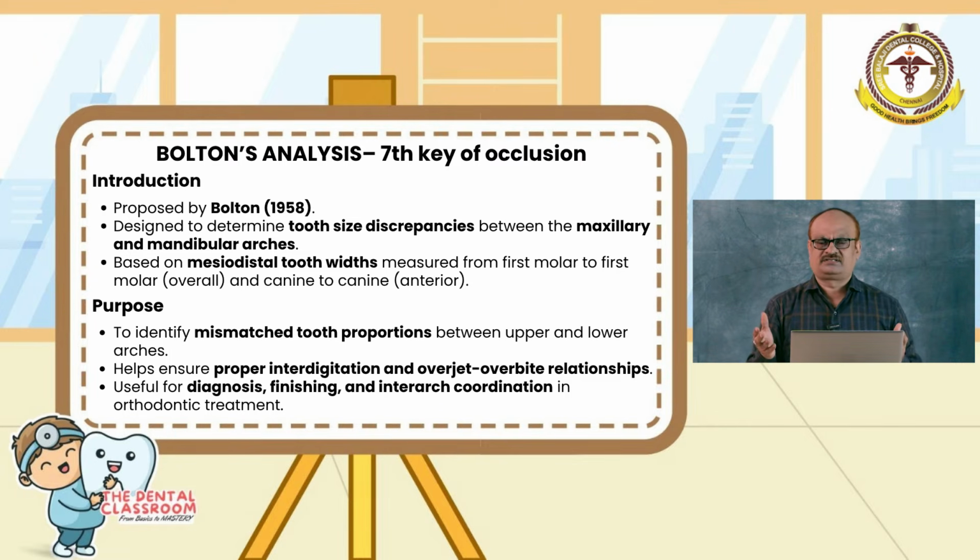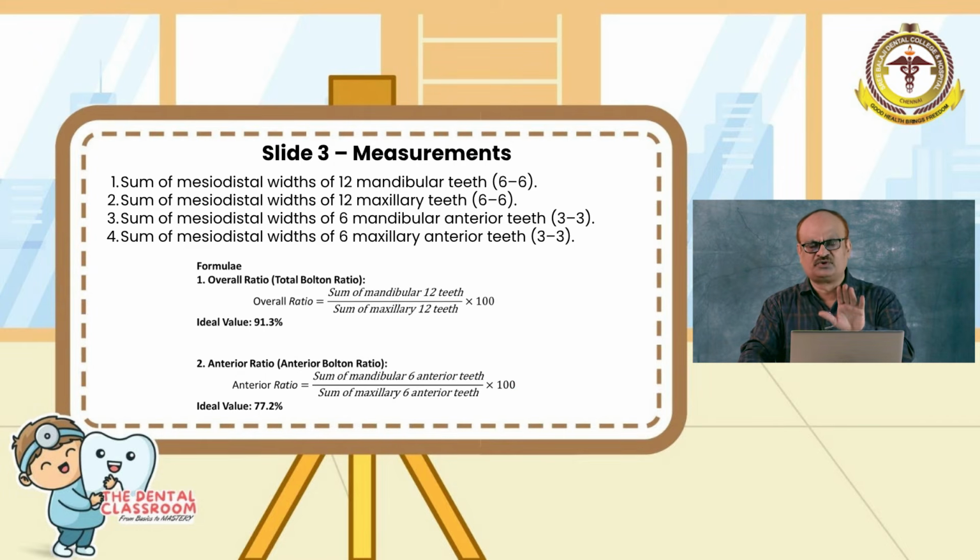We know what is Andrew's 6 keys of occlusion. The molar relationship, the mesiobuccal cusp of the first molar occluding in the mesiobuccal groove, there should be proper angulation, there should be proper inclination, there should be no spacings, there should be no rotations, and there should be no curve of Spee. Of course, how is this possible? These 6 principles are only satisfied when there is proper ratio between the maxillary and mandibular dentition. This is called as your Bolton's tooth ratio. That is why it is called as the 7th key of occlusion.